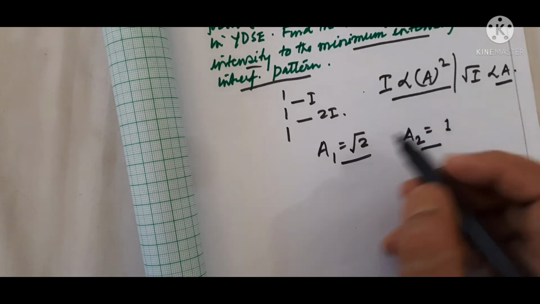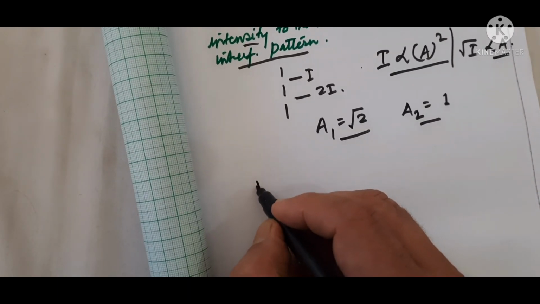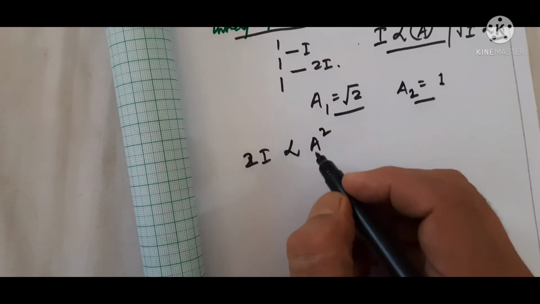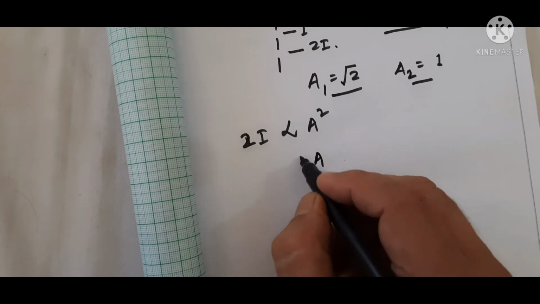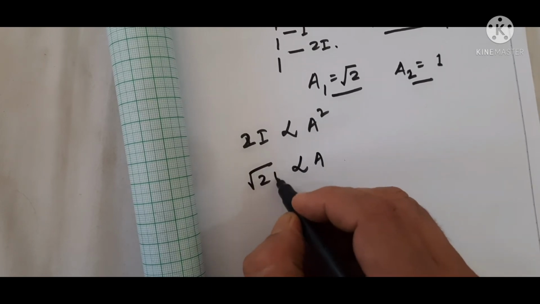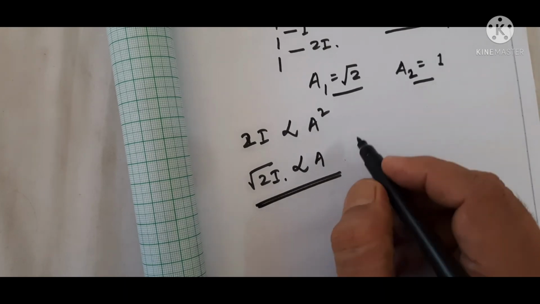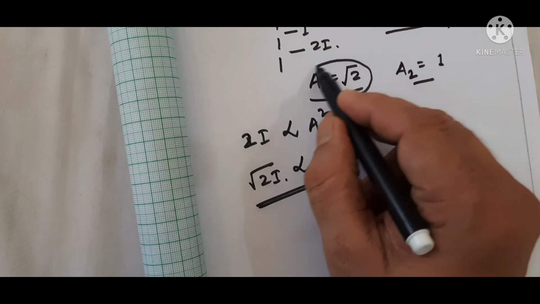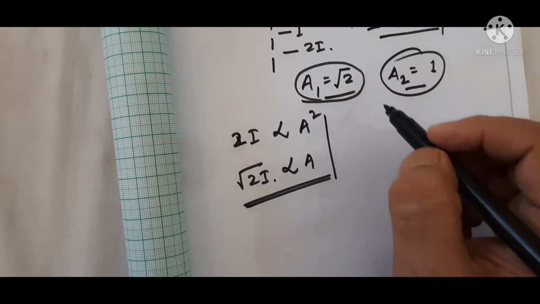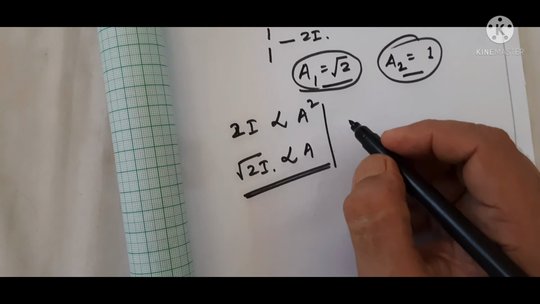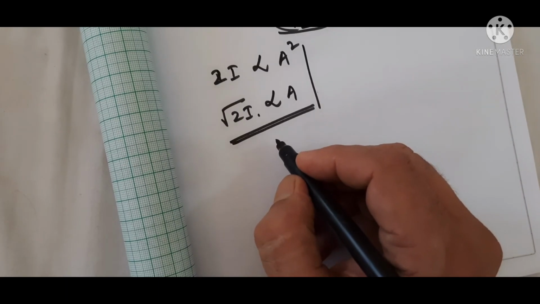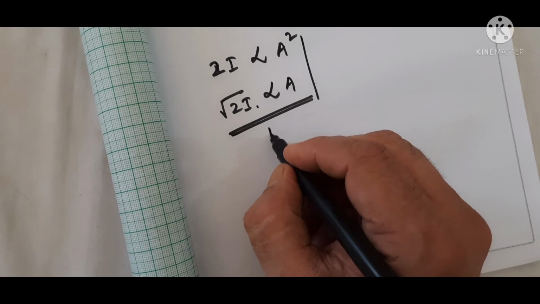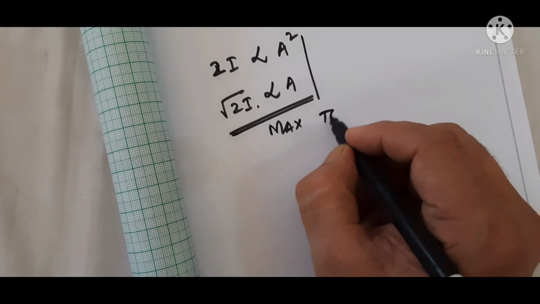Intensity double means twice the intensity, which is directly proportional to the square of the amplitude. So A is directly proportional to under root 2I. So we can say the first amplitude is your A1, the second is your 1. So we have to find the ratio of the maxima to the minima. Maxima to minima.